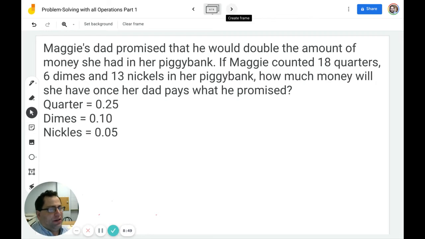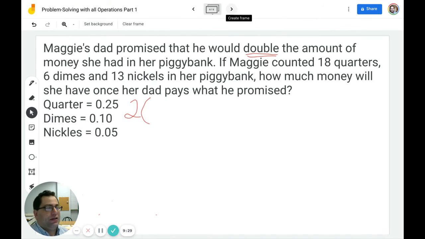There's a couple things going on here. The first thing is double, right? So we have to know that when we double something, we're multiplying by 2. So we're going to start with 2 times. From here, each coin has a value and a number. So she has 18 quarters, and quarters are worth 0.25. Again, each quarter increases the value by 0.25. So what we have is we have 0.25 plus 0.25 plus 0.25.